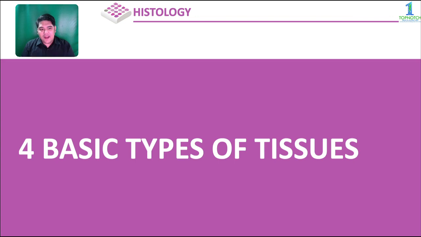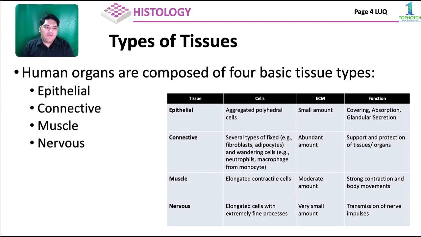Now, let's begin with the four basic types of tissues. Okay? So, ano ba yung mga type of tissues in the body? We have your epithelial, connective, muscle, and nervous. So, if you're going to combine these different types of tissue, you will now form an organ. Kaya kung mapapansin nyo, kapag pag-uusapan na natin yung mga organ system, ang dinadissect lang natin doon ay yung mga epithelial parts, connective components, muscles present, and the nervous component ng organ na yon.